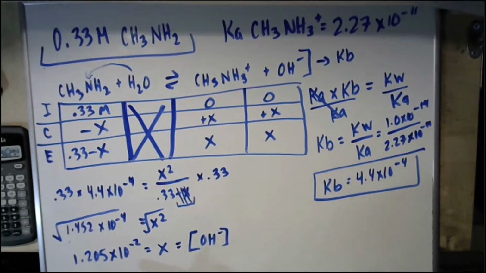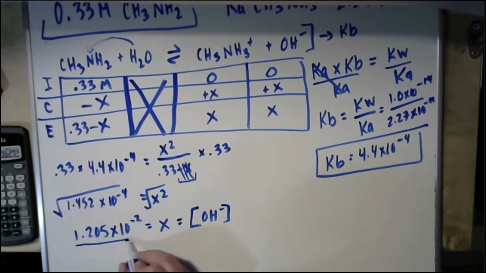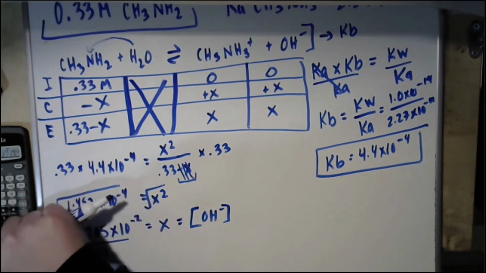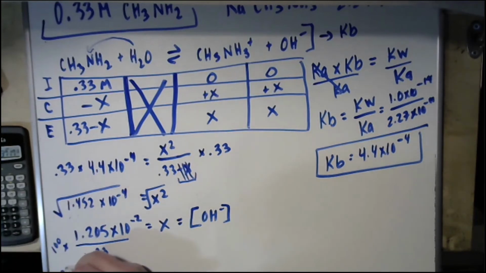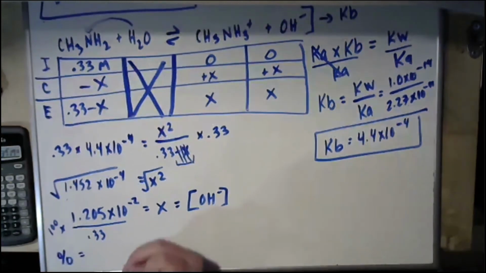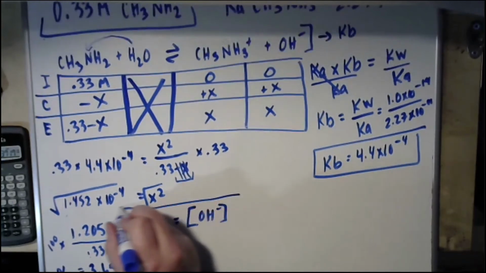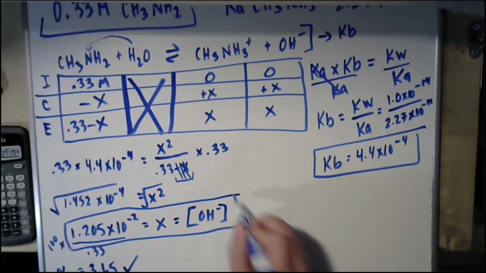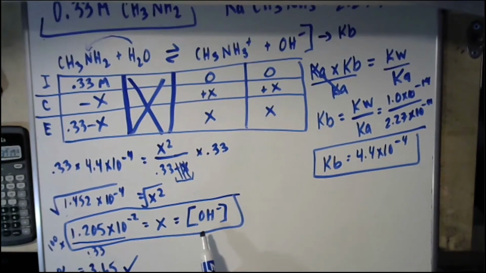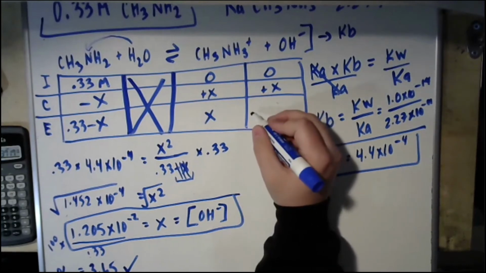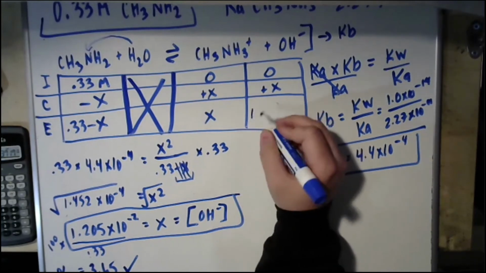All right. Let's just double check our 5% rule. So I'm going to take this value and divide it by 0.33 and multiply it by 100. Okay, so my percent equals 3.65. So I can continue to use this x value. Okay, so this is my hydroxide ion concentration. I can plug it in here if I want. But one of the values that I was looking for, I've successfully calculated now.